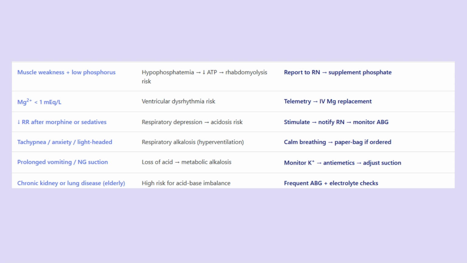Finally, if magnesium levels are extremely low, below 1, the patient is at risk for ventricular dysrhythmias and seizures. These patients need continuous telemetry and intravenous magnesium replacement given slowly under close observation.